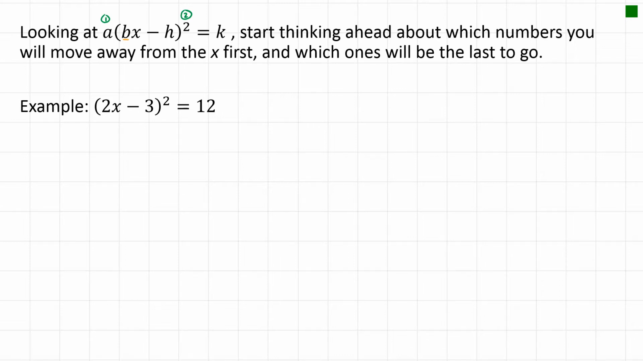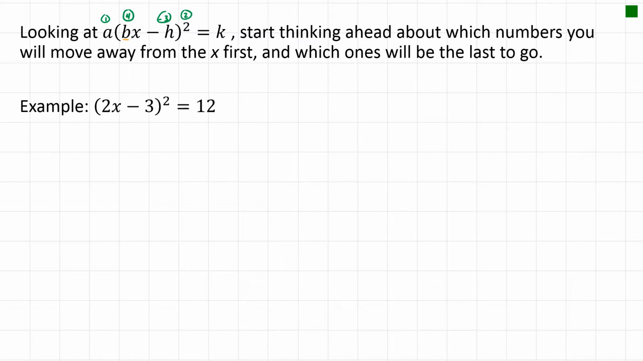And because the b is multiplied directly to the x, that minus h is not as strongly attached. We could add that or subtract that to either side of the equation, whether it was a plus h or minus h. So if that's a minus h, that'll be the third thing we'll move away from the x. And then that last step that we'll have to do is to divide the b off the x. So that's the general approach we're going to take. And now we'll see what this looks like in an example.